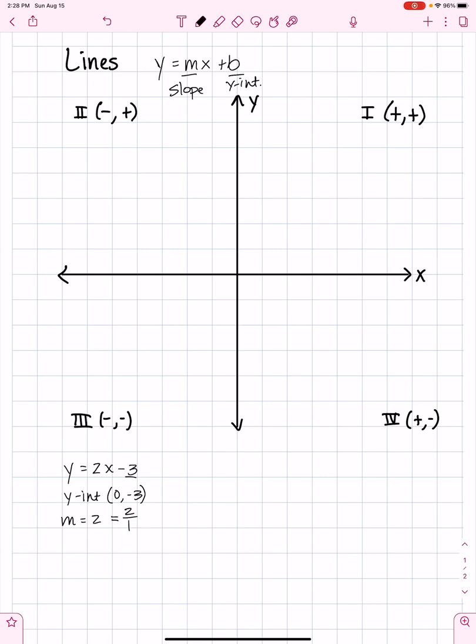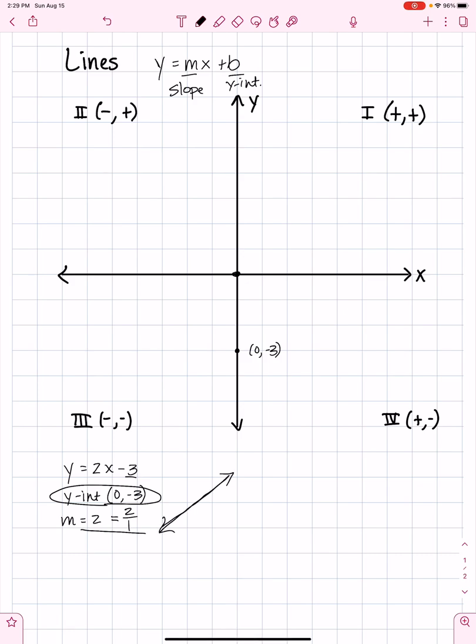I'm going to start by graphing my y-intercept. So if it's (0, -3), here's my origin here. So I go down 1, 2, 3. So there's (0, -3) right there. And then my slope is a positive 2. Well, positive slope means that it does this, okay?